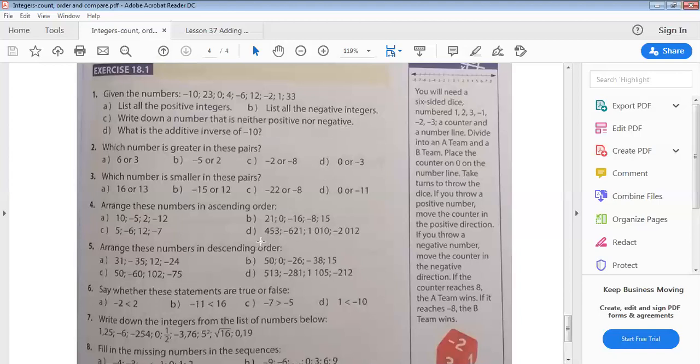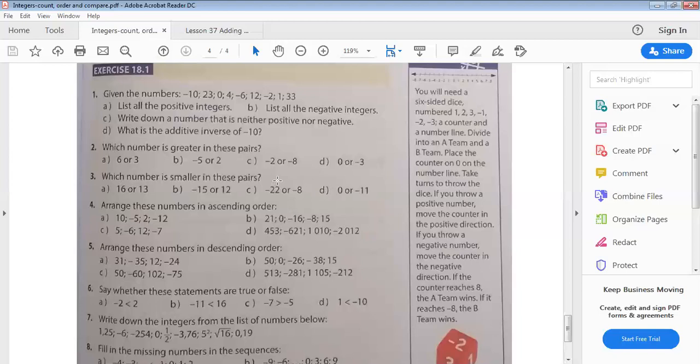For question 2, which number is greater in these pairs? So you are comparing. An easy way to do this is to draw a number line and place the given number pairs on the number line. Then you can see in relation to 0 where the numbers are placed. Then you can tell which one is bigger or smaller. For question 3, which number is smaller? I would suggest placing them on a number line as well, and then you can see where the numbers actually lie in relation to 0 as well as in relation to one another.